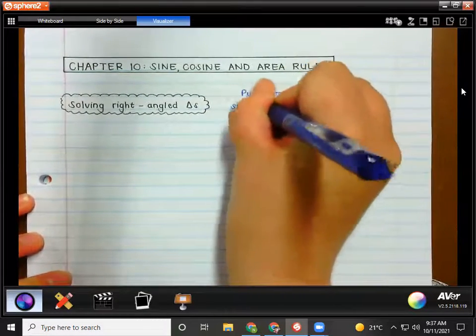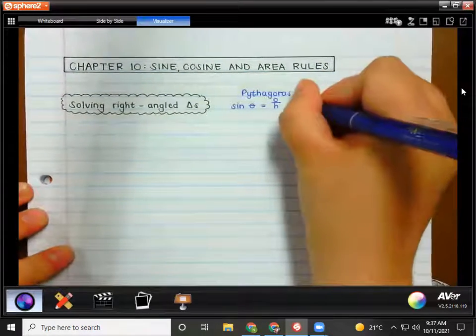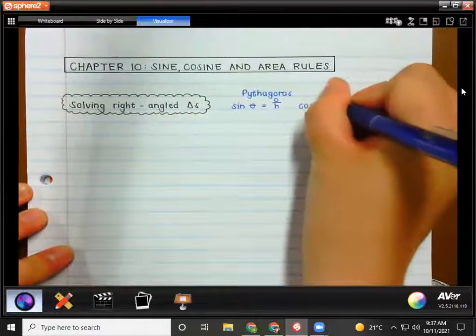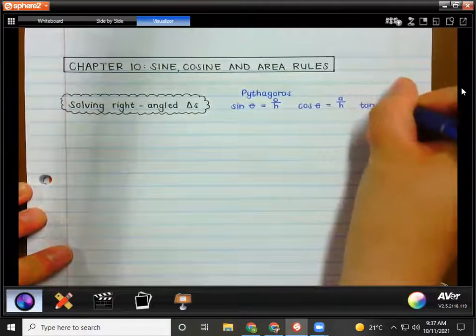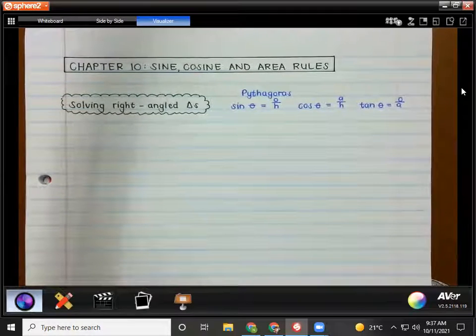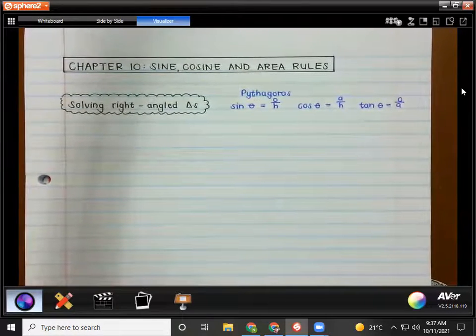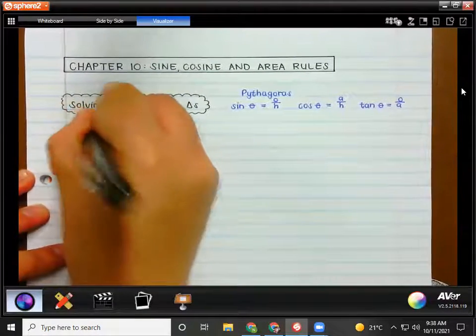Sine of theta is always opposite over hypotenuse. Cos of theta will be adjacent over hypotenuse, and then tan of theta will be opposite over adjacent. So those are the tools that we can use to solve sides or angles in a right angle triangle. We can only use those if it is a right angle triangle.